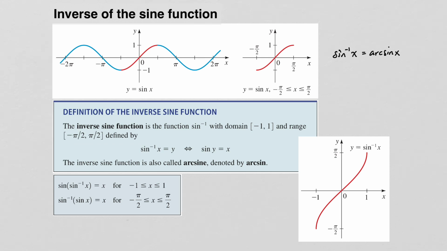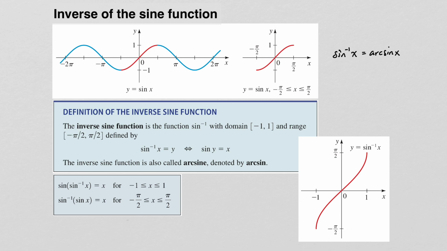One of the things about the inverse function, of course, is that when you take a function of its inverse function, those will cancel each other out. So sine of inverse sine of x will equal x, but this will only happen if x is in the appropriate domain. So x has to be in between negative 1 and 1. And likewise, the inverse sine of sine of x will equal x, but x has to be in between pi over 2 and negative pi over 2 for this to be true.